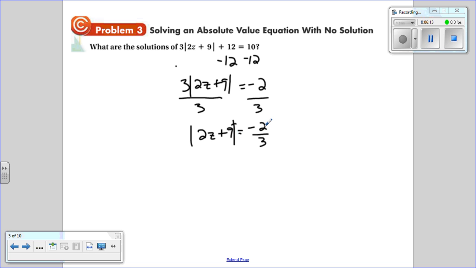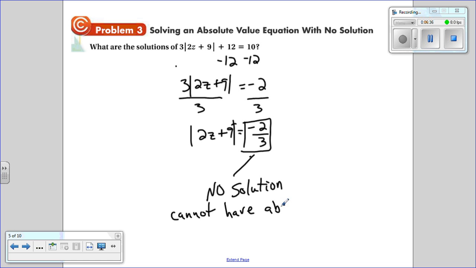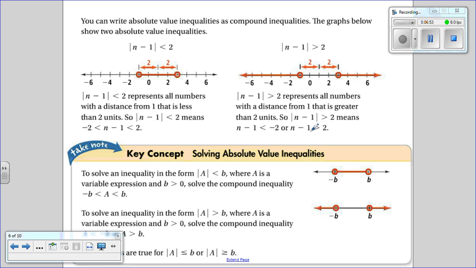Now, if we get to a part like this, where you have the absolute value equals something negative, this right here is a no solution. The reason is you cannot have absolute value equal to a negative. So if you ever get that, that is no solution.